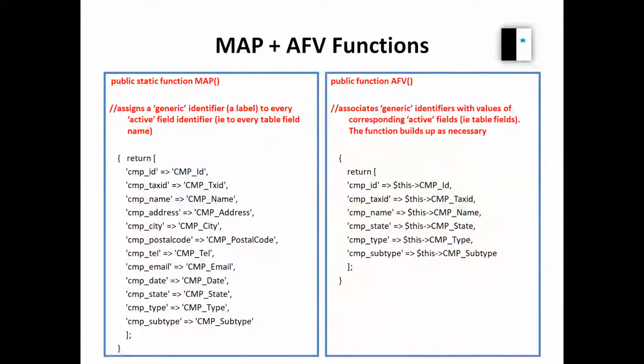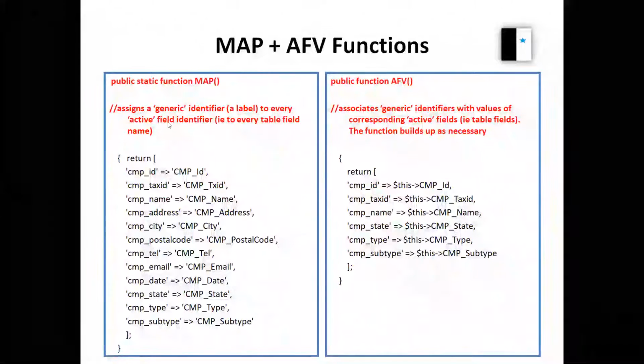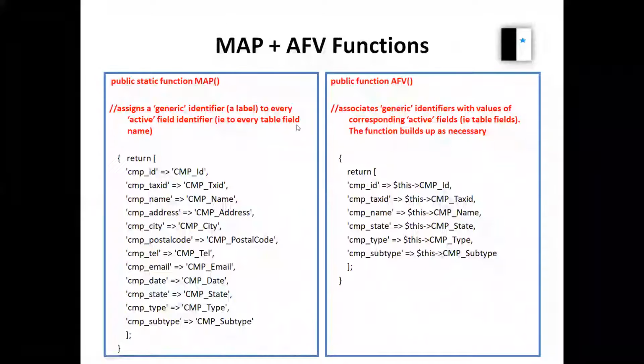We see there the map and AFV functions for model company. Function map is a static function and assigns a generic identifier, actually a label, to every active field identifier. In other words, to every table field name. So you see how it is done there. The function AFV associates generic identifiers with values of the corresponding active fields. That means table fields. And the function builds up as necessary. And you can see here how it is written.